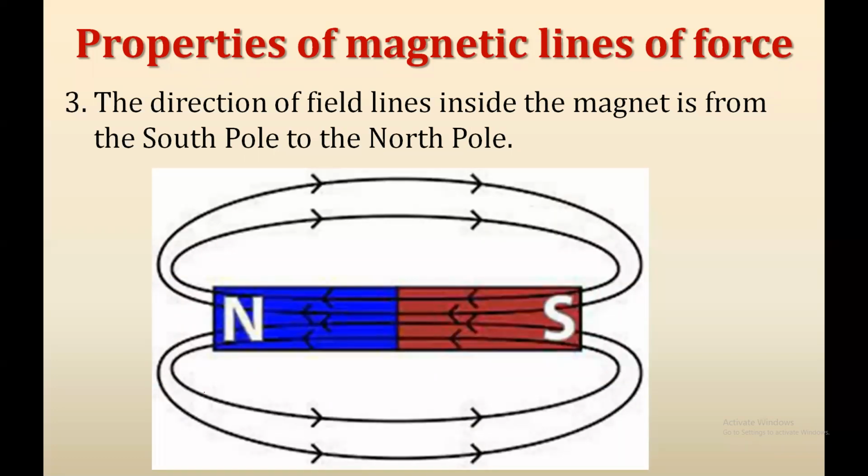See the diagram. If you consider inside the magnet, then the magnetic lines of force move from S pole to N pole, but outside we always say they originate from the N pole and terminate at the S pole. This is the third property of magnetic lines of force. Okay.